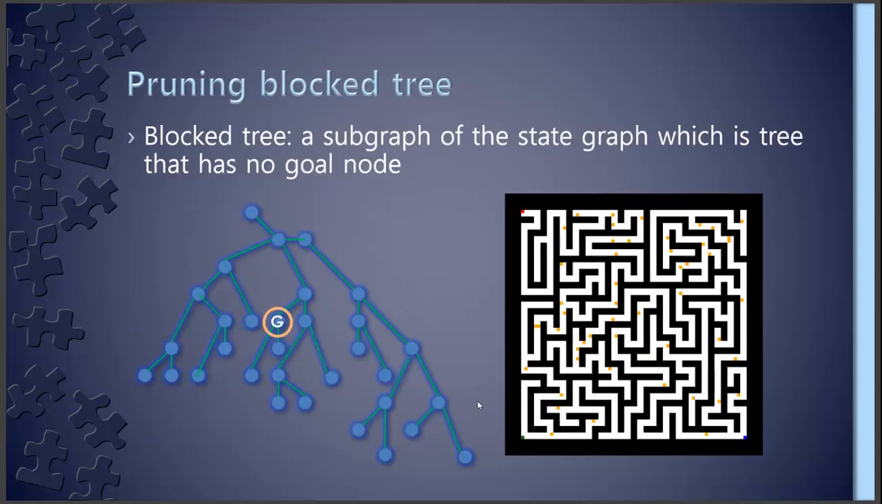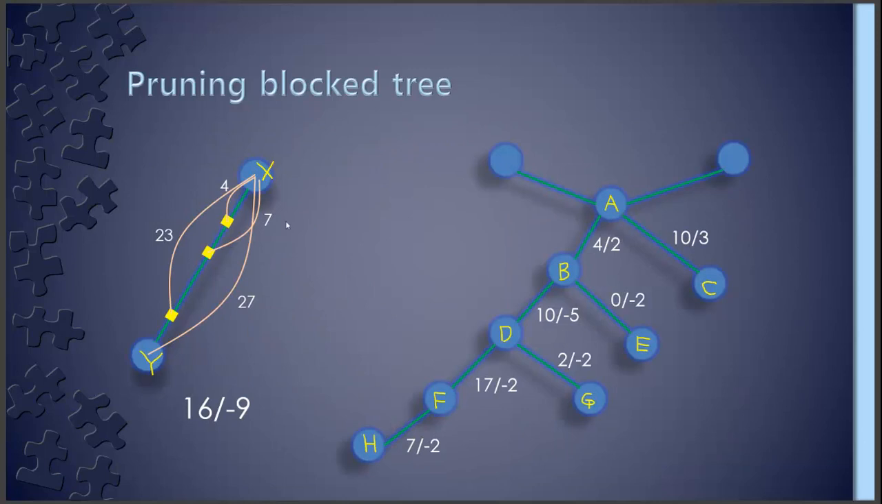Now I'm going to introduce the method of pruning block trees. A block tree is a subtree that has no goal node. In this example, this is the root of a block tree, and this is another example, and this is another example. So we don't have to visit the block tree, right? Actually, no, because we can get points from visiting the block tree.